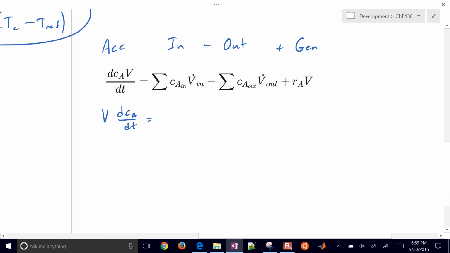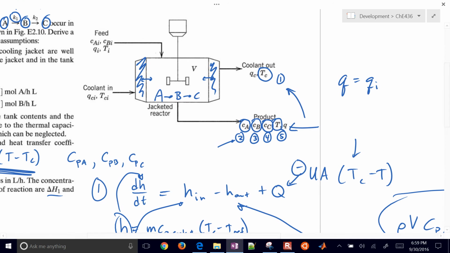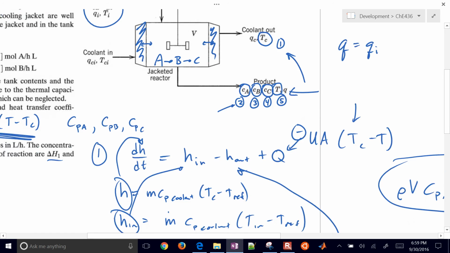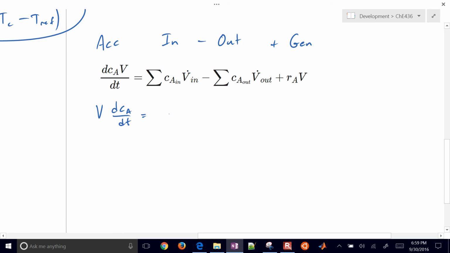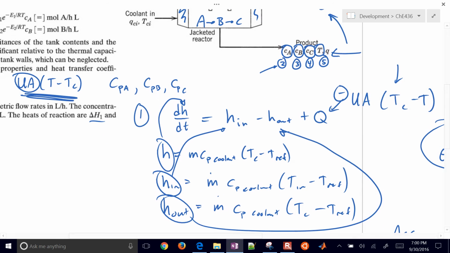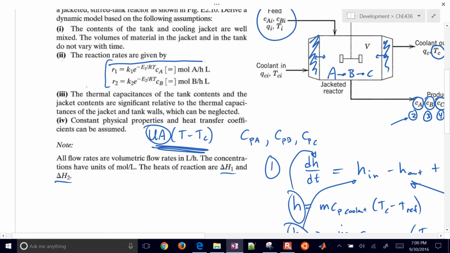Then we have these terms, CA in times V dot. Another name for V dot is Q. Sometimes we use Q or sometimes we use V dot. And that's going to be minus CA out, which is going to be equal to CA if it's well mixed, times Q. Q in is equal to Q out, so we can just drop the in and say it's equal to Q for both if they're equal. Okay, and then we also have the reaction rate, which was given right here.